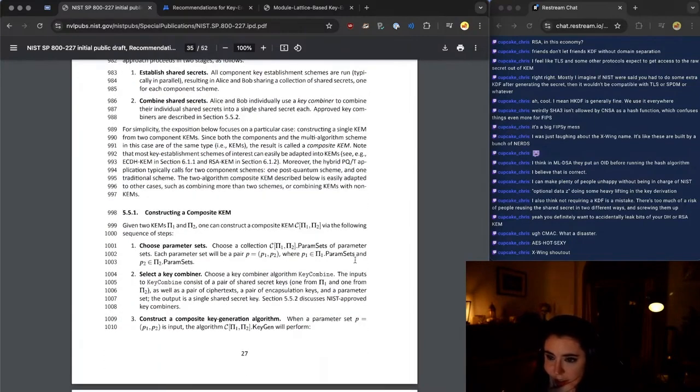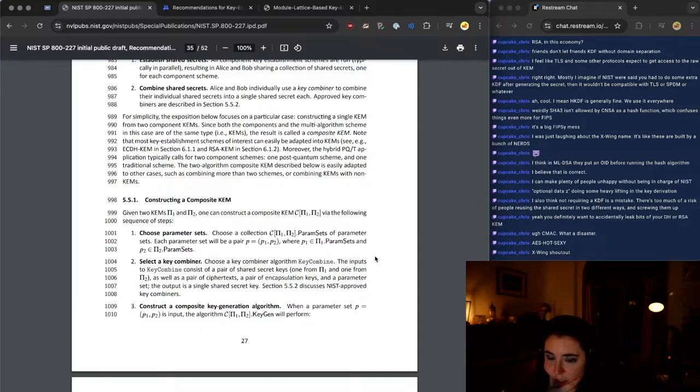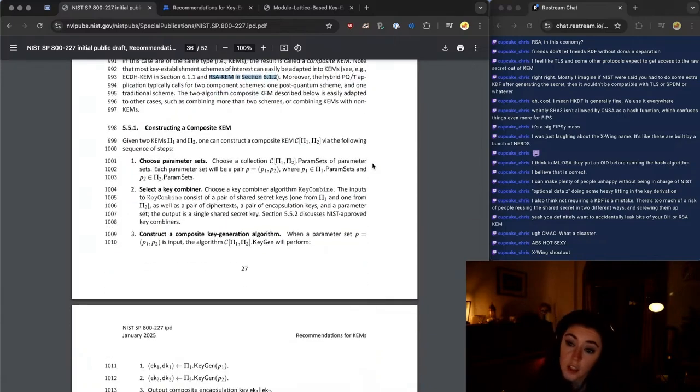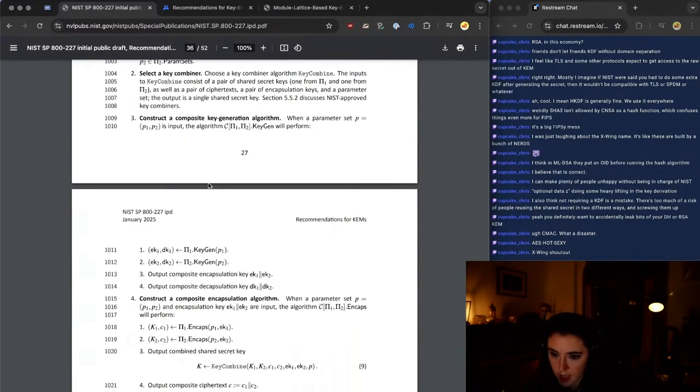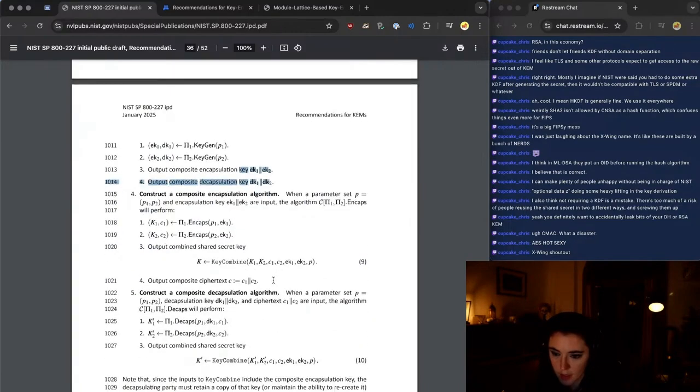Combiner. This is their recommendation for constructing a composite KEM. And here we go. Most key establishment schemes of interest can be easily adapted to KEMs: ECDH-KEM and RSA-KEM, which is in the next section. The hybrid PQ/T application calls for two component schemes, one post-quantum, one traditional. Described below is easily adapted to other cases, such as combining more than two schemes, or combining KEMs with non-KEMs. Yeah, and the encapsulation key is just concatenating everything. And then yes, KeyCombine.